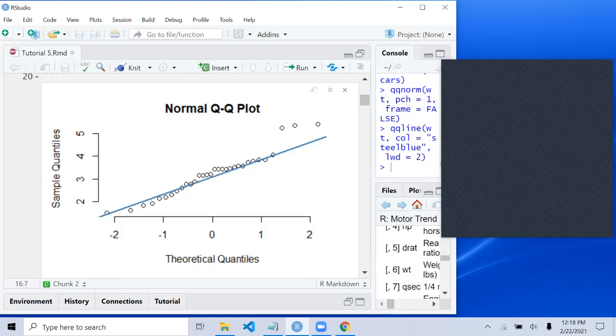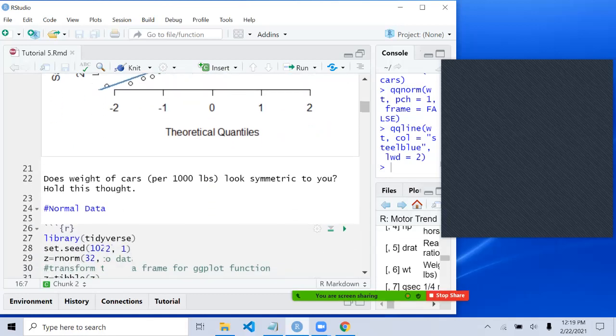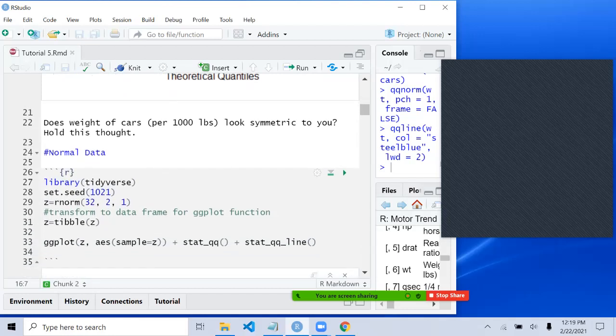I'm going to give you three different shapes for you to know, for instance, when is a QQ plot looking normal? When is it looking right skewed? When is it looking t-distributed, T, right? So now let's actually look at this. Does it look symmetric to you? Let's hold this for now.